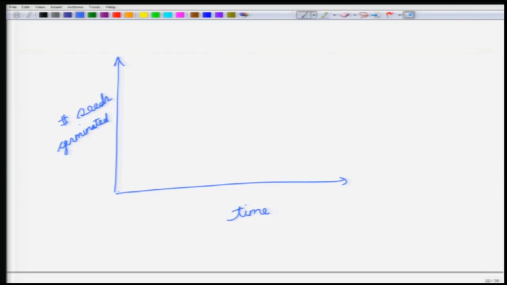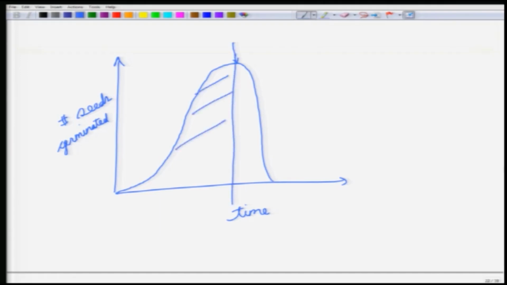So, in the beginning a very few number of seeds will germinate, then the number of seeds that are germinating will increase, it will reach a maxima and then it will come down. So, till this maxima point, what is the percentage that is there on the left side of this curve will give you the germination energy.